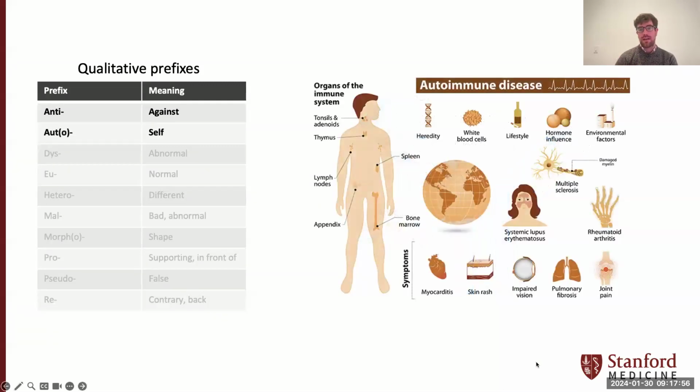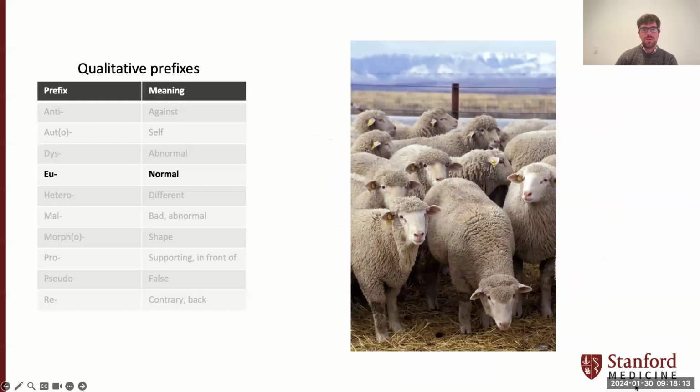Auto refers to self. So for instance, autoimmune disease is when antibodies inappropriately target our own antigens. Examples of autoimmune diseases are things like lupus, rheumatoid arthritis, and a number of others. Eu is normal. So for instance, euthyroid is when your thyroid levels are normal, compared to hyperthyroidism, which is when your thyroid levels are too high, or hypothyroidism, when your thyroid levels are too low.